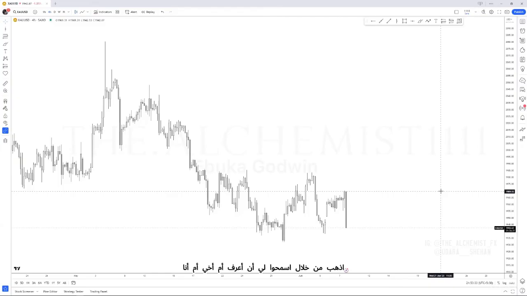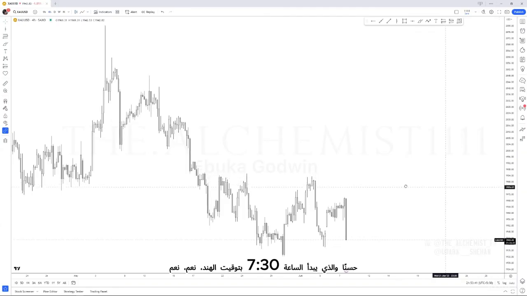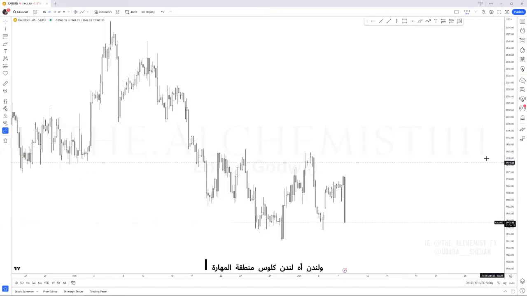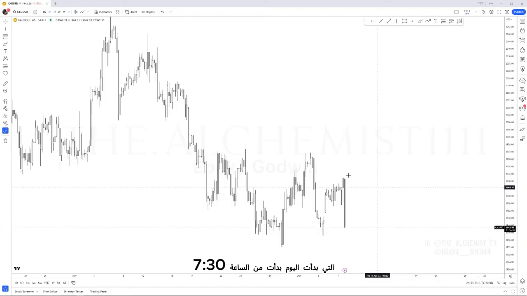I've noticed a lot of reversals during the London closing kill zone as well, which starts from 7:30 IST. Do we need to pay attention to that kill zone as well, or only New York and London? Even the sell that started today started from 7:30 IST.